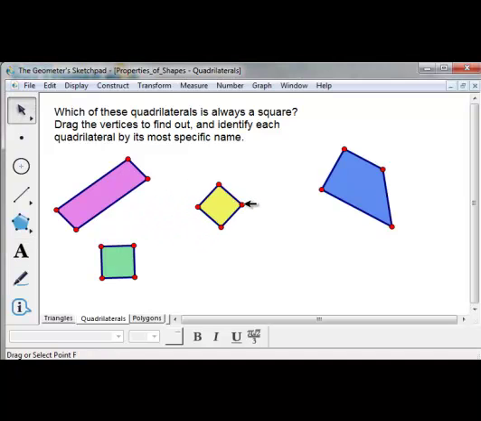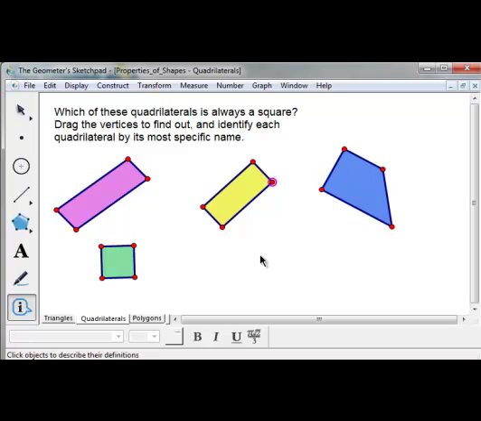Okay, so we're going to move it around and see, well, maybe it's not a square. Although if I move this, it appears to stay a square, and if I move this one, it appears to be a square. But if I move this one, we can see that it's actually probably a rectangle. So let's put that as our hypothesis.